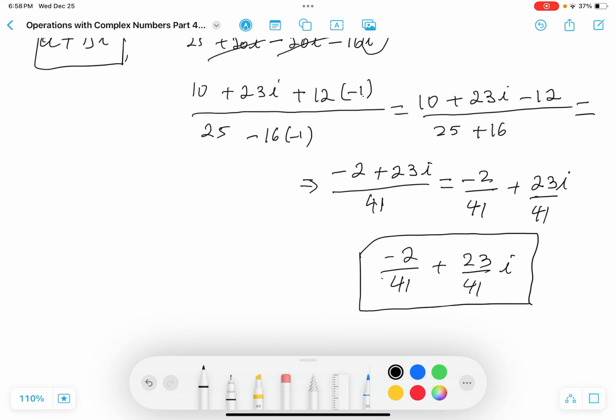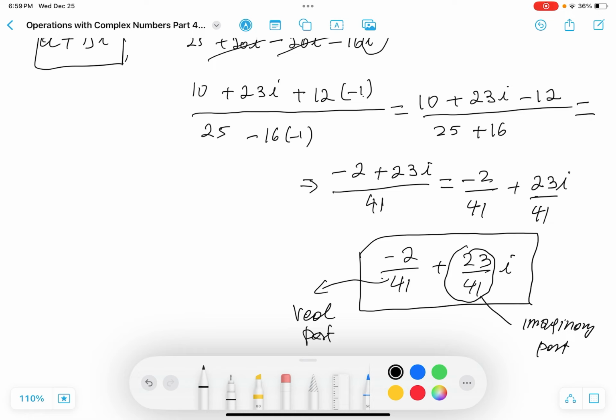What is the real part of this complex number? The real part will be this one, negative 2 over 41. How about the imaginary? The imaginary part will be 23 over 41. It's complex because it has the real part and it has the imaginary part, with the number i. That's how we can have a complex number. If we don't have i, we don't call that a complex number anymore. We call it only a real number.